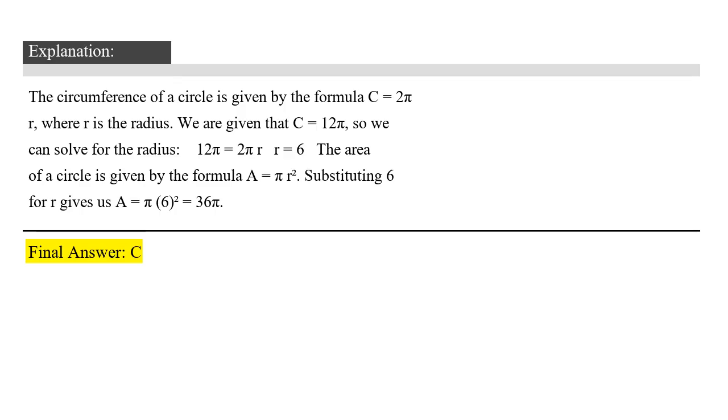The circumference of a circle is given by the formula C equals 2 pi r, where r is the radius. We are given that C equals 12 pi, so we can solve for the radius. 12 pi equals 2 pi r. r equals 6. The area of a circle is given by the formula A equals pi r squared. Substituting 6 for r gives us A equals pi times 6 squared equals 36 pi.